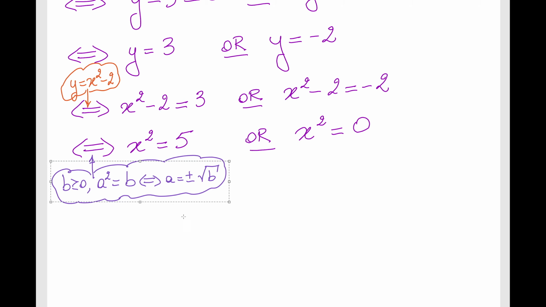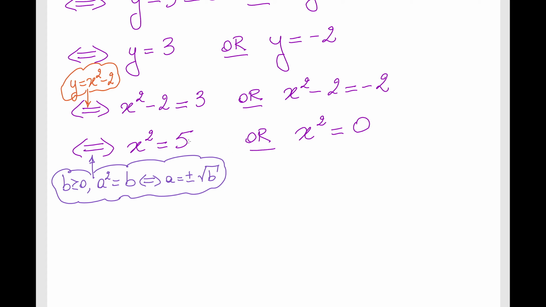Okay. What does it say? It says if B is a non-negative entity, and you are trying to solve for A, the equation A squared equals B, then A is plus or minus square root of B. We proved this in the previous section, if you remember. If you want to revisit this, please go to the other video, the video of the quadratic formula, right?